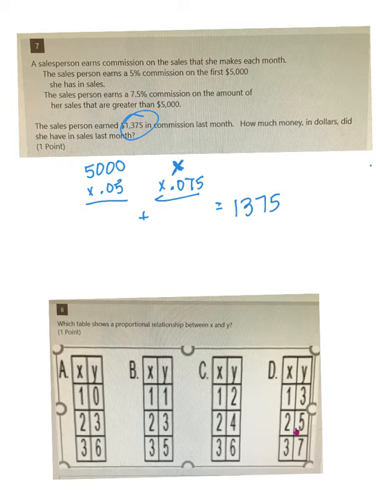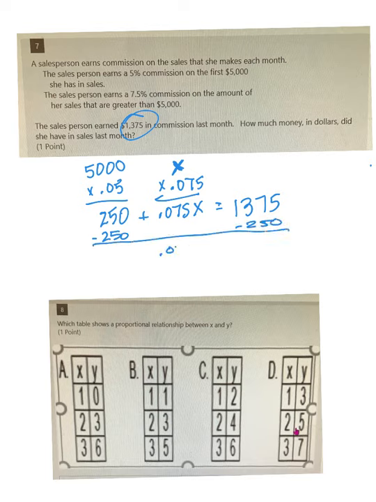So let's figure this out. 5,000 times 5%, it's $250. I should have remembered that from the last problem. Plus, I don't know what this is, so we're going to use the variable. 7.5% of some number plus that original $250 gives you $1,375. There's our equation. So let's solve it. Let's get rid of the 250 by subtracting it from both sides.